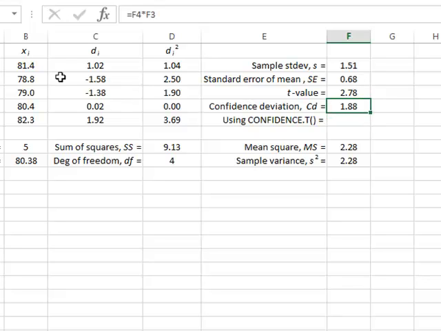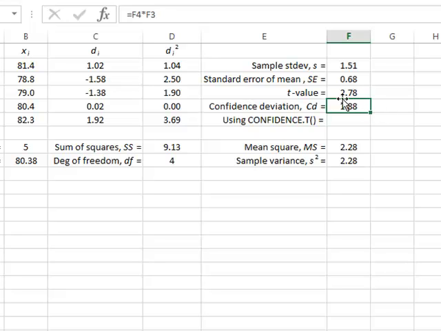What this says is that our best estimate for the true mean of the population from which this data was derived is 80.38, and we are 95% confident that the true value is within the range of 80.38 plus or minus 1.88, giving the overall confidence interval.